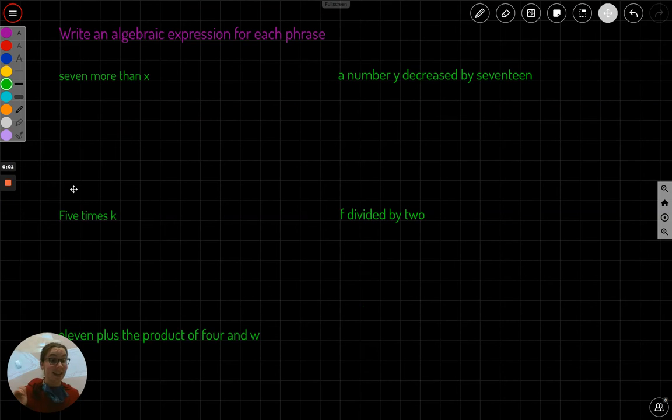This is actually example 1 of lesson 2.1, which is still variables and expressions. And this time we're going to be writing an algebraic expression for each phrase.